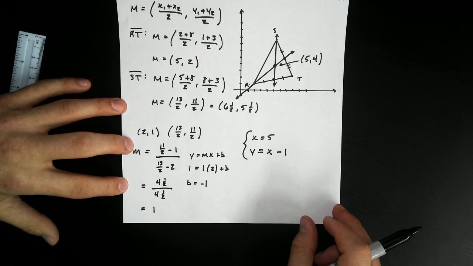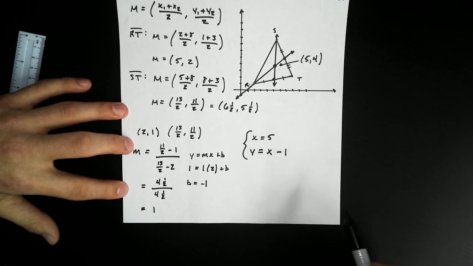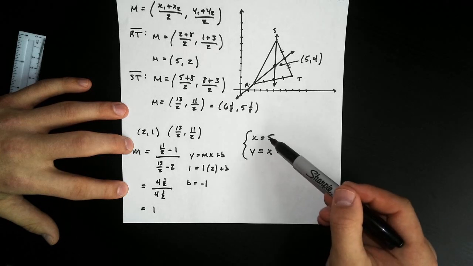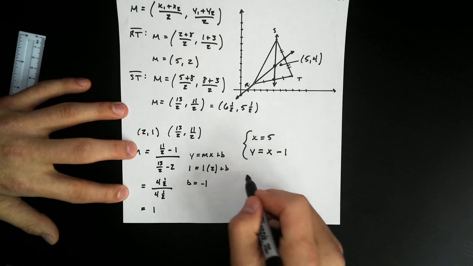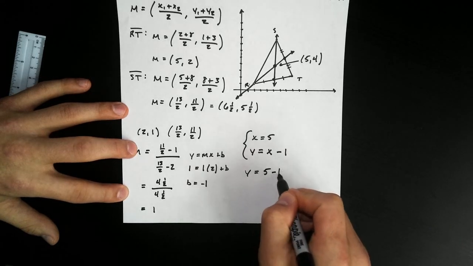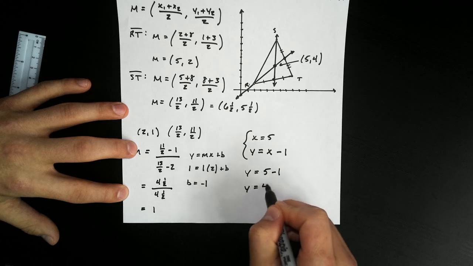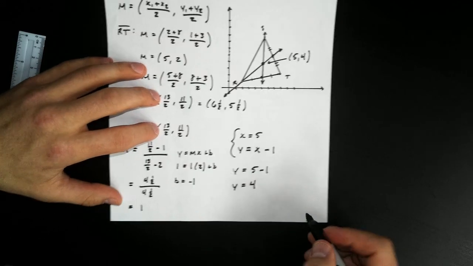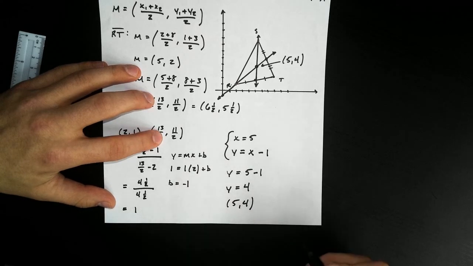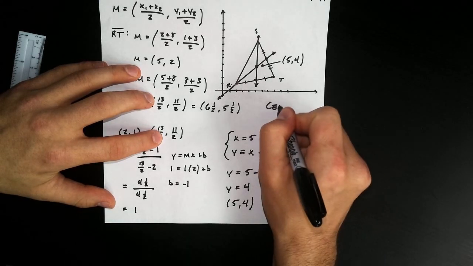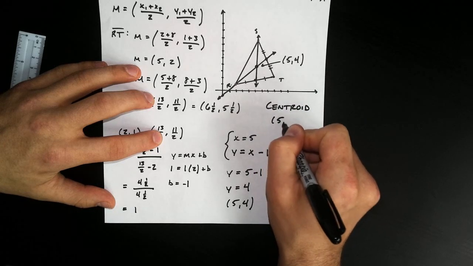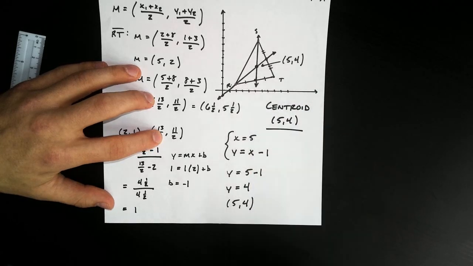The solution to the system will be the point of intersection. Now, in one of these I already know x, so I can just use substitution to find y. We'll plug that in, so put 5 in there. 5 minus 1, we get y is equal to 4. So the solution to the system is the point (5, 4). So our centroid is located at (5, 4).